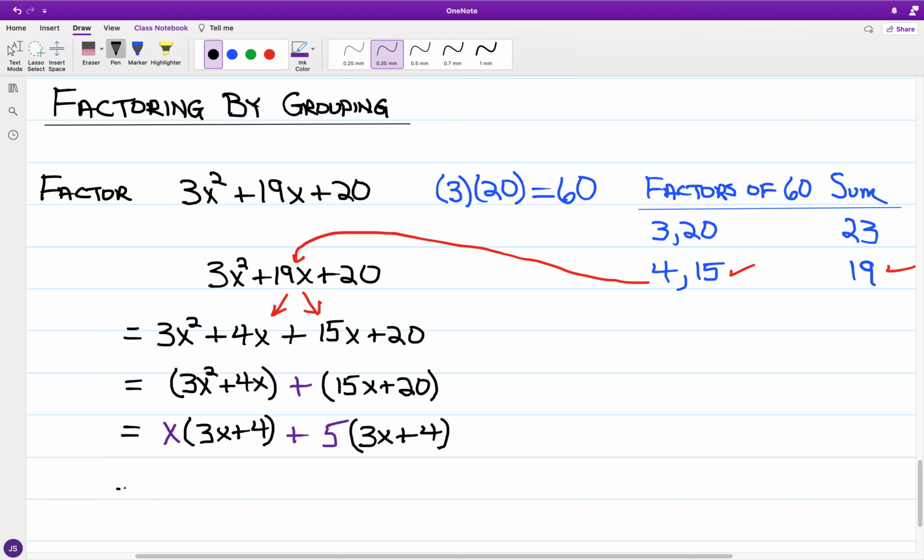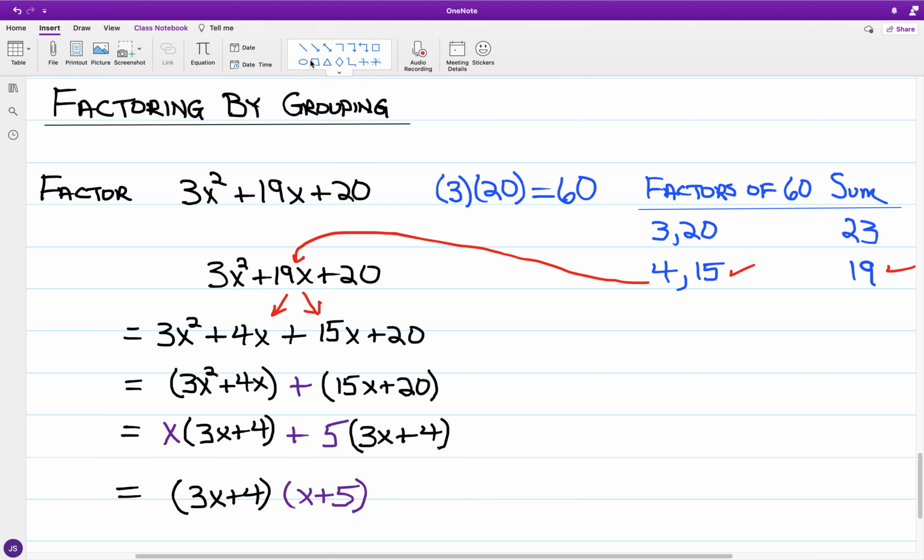For the two factors, one factor is that which is repeated from the separate groupings and resulting factoring at this stage. So 3x plus 4 is that which is shared in this particular layout. And the other factor is going to come from the outside terms and operations. On the outside we have x and positive 5. So our two factors are going to be 3x plus 4, and also the quantity x plus 5.